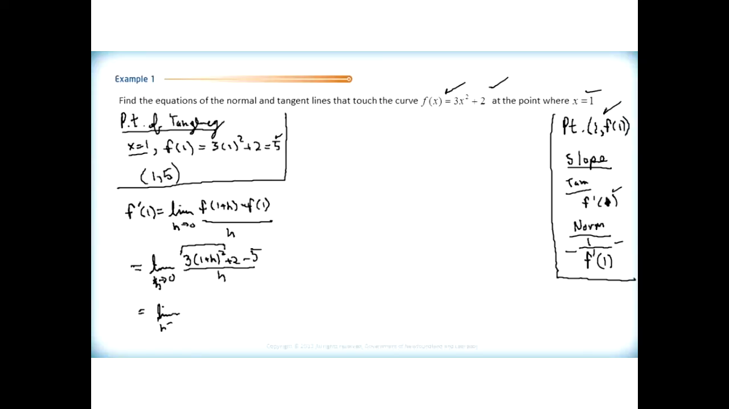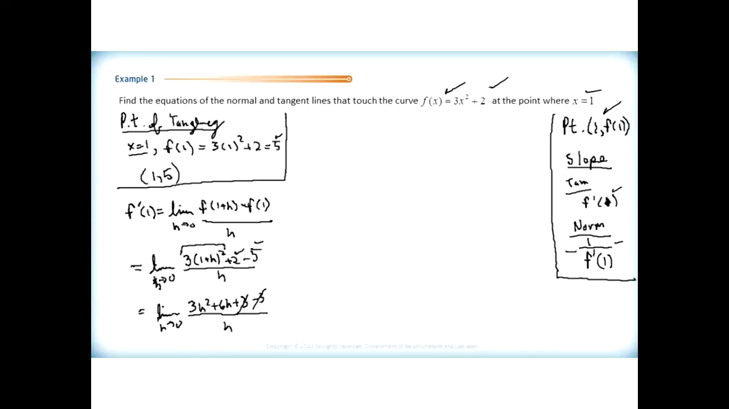So we've got the limit as h approaches 0 again. And for this business right here, that's h squared plus 2h plus 1. Multiply all that by 3, and we have 3h squared plus 6h plus 3. And then outside here, 2 minus 5 is negative 3. And that's all over h. Negative 3 and positive 3 are gone.